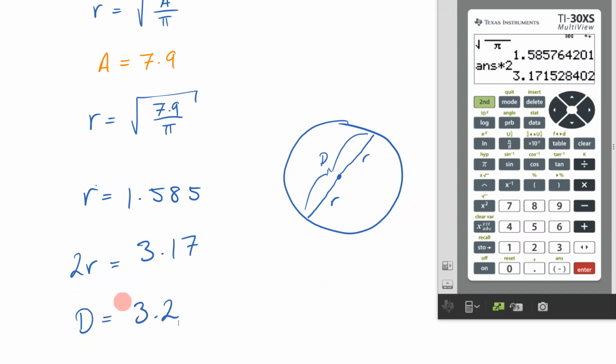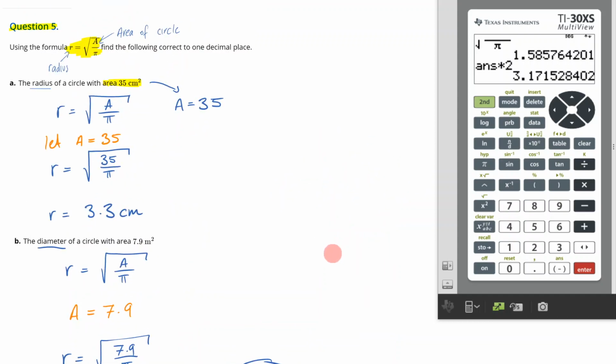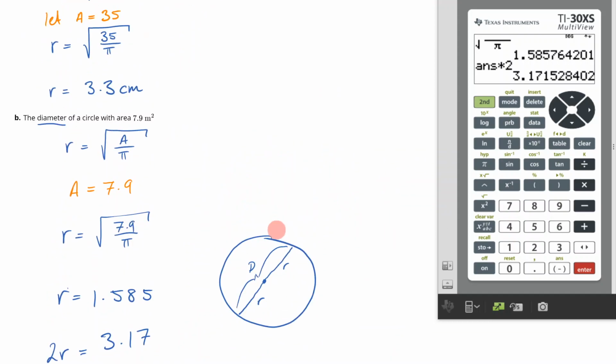So I'm just providing my final answer, the diameter, to 1 decimal place because that's what it asked us for. So that's my final answer there. D is equal to 3.2. All right, that is how you answer this question. So that's everything you need.